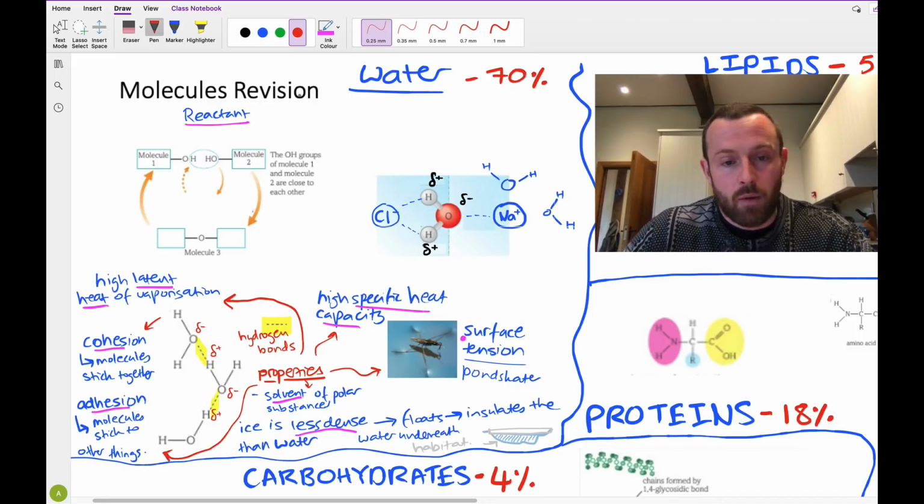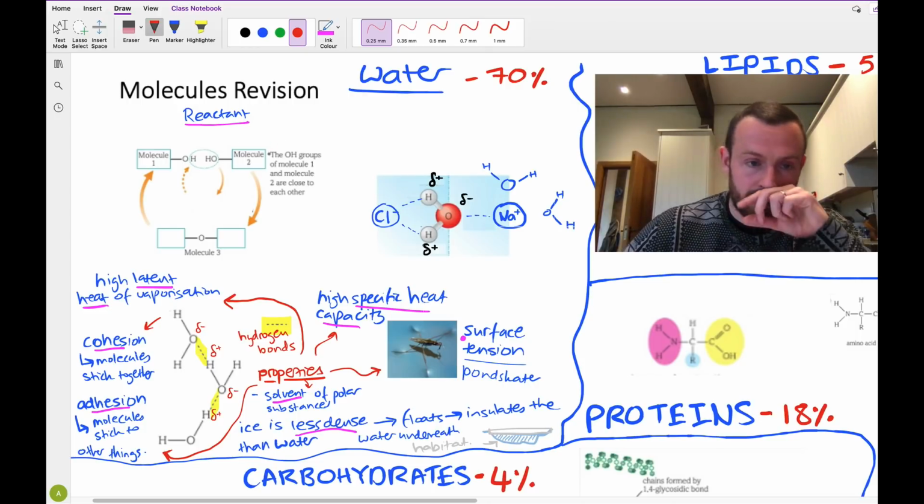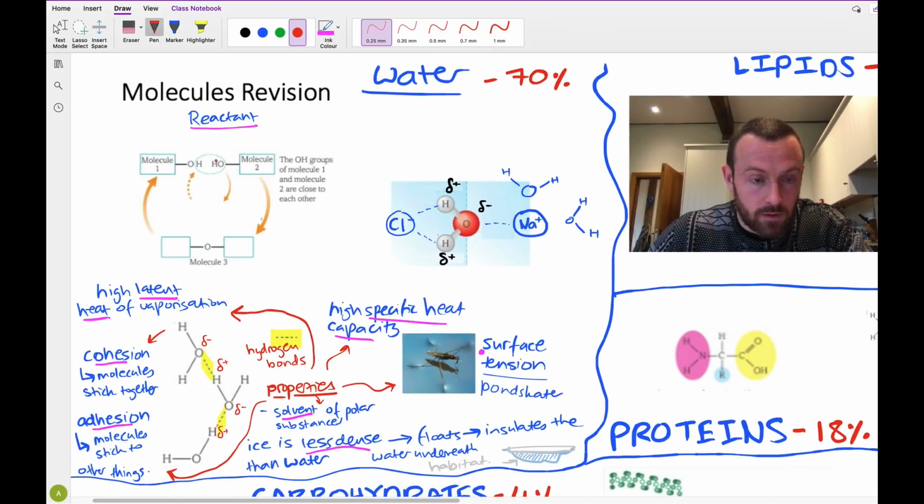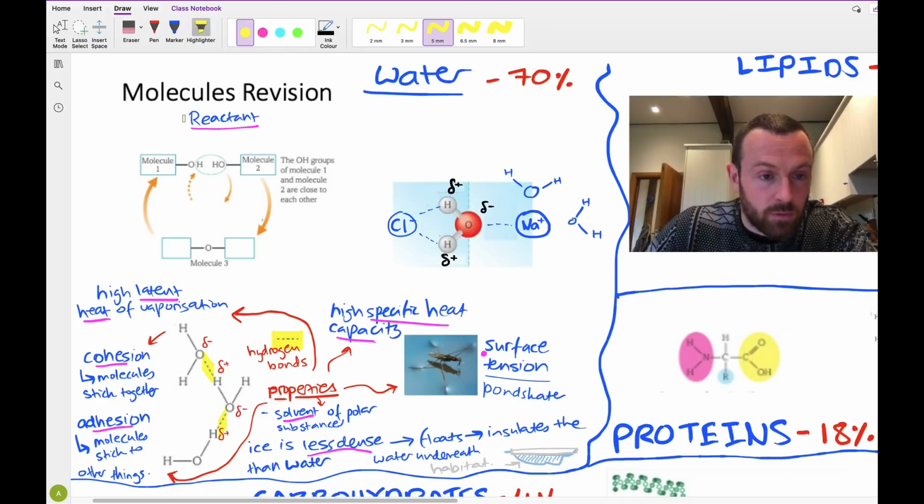The main thing that you need to know about water is that it plays a role in a very, very important type of reaction called a condensation reaction or a hydrolysis reaction. So what this shows is that if we have two molecules, each with this OH group, this hydroxyl group, the two hydroxyl groups can come together and we get a condensation reaction. This H and this OH join together and they form water.